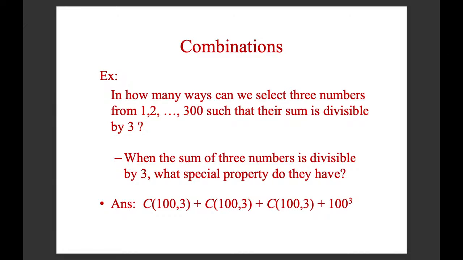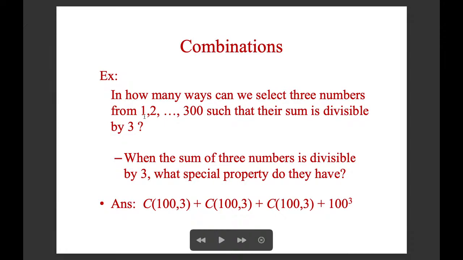Now, to make sure you understand this problem completely, you can change the numbers a little bit. For instance, what happens if I change it to something like this: how many ways can we select three numbers from 1 to 300 such that the sum is divisible by 4? Or when the sum is divisible by 7? Okay, 7 is too large, but let's say 4.